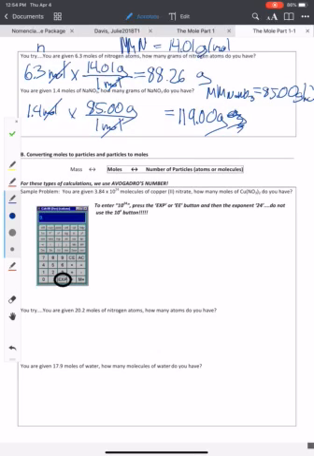So we've gone over molar mass, we've gone over converting from mass to moles, and now moles to mass. In our next video, we're going to go over how you get from moles to particles and particles to moles.